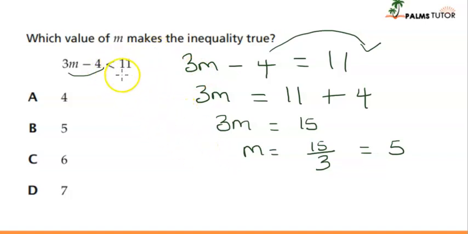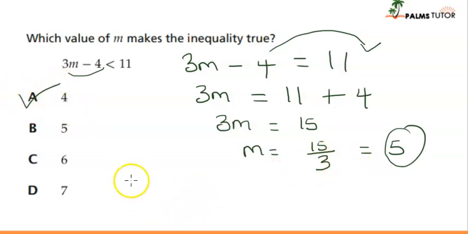So by having m as 5, the expression equals 11, but the question says the inequality must be less than 11. What value then would make that less than 11? If you look at your options, the only value that is less than 5 is 4. That makes your answer true.